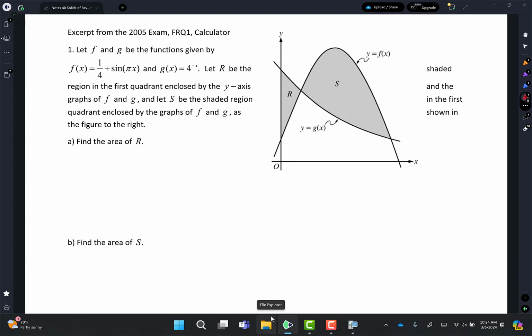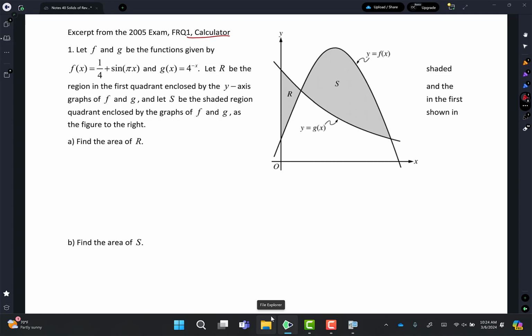Let f and g be the functions given by f of x equals 1/4 plus sine pi x, and g of x is 4 to the negative x. By the way, it's a calculator question. Let R be the region in the first quadrant enclosed by the y-axis and the graphs of f and g. You can see it there. And let S be the shaded region enclosed by the graphs of f and g, as in the figure to the right.